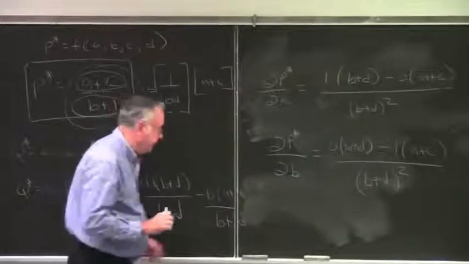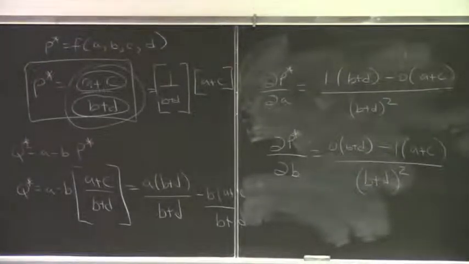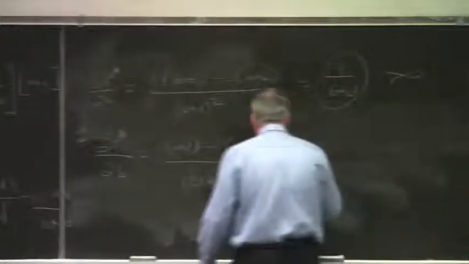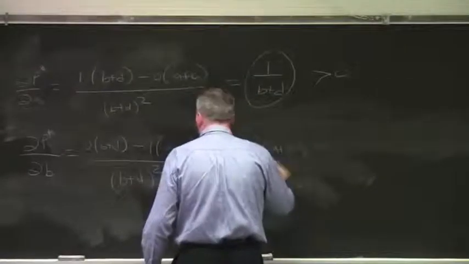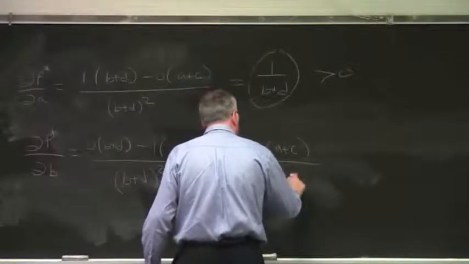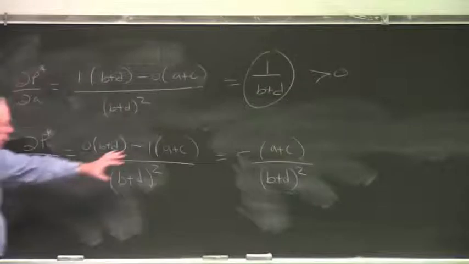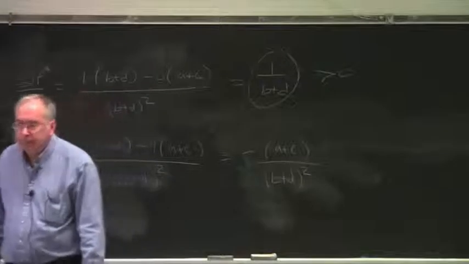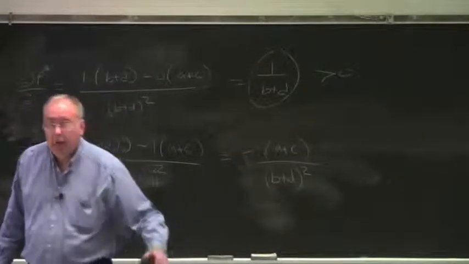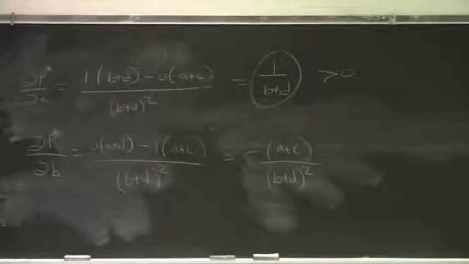And this simplifies to minus, you've got a 0 there, A plus C over (B plus D) squared. So what is the sign of this expression right here? What is the sign of that expression? William? Negative, right, because you got a negative sign out there.